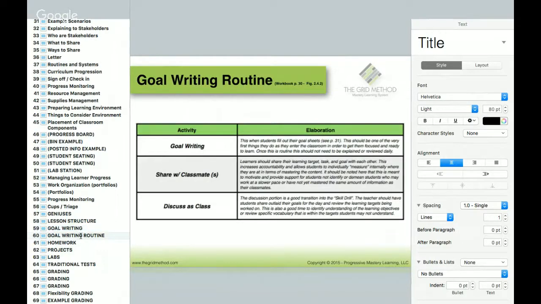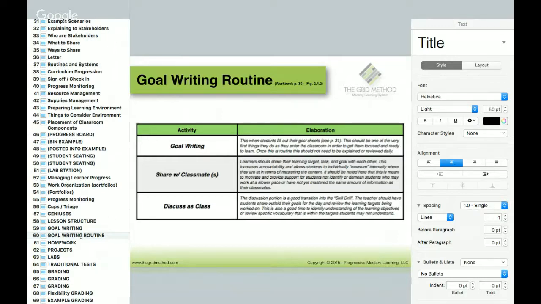So let's talk about the routine. What really matters is, what does this look like in the classroom? You saw the worksheet, and that's fine, but how do you get students engaged? How do you get them focused? I actually do this as a think, pair, share, and I think that's the most effective way to increase accountability.